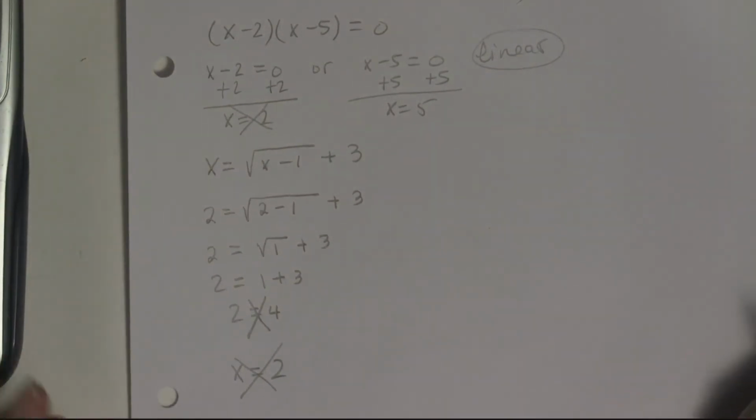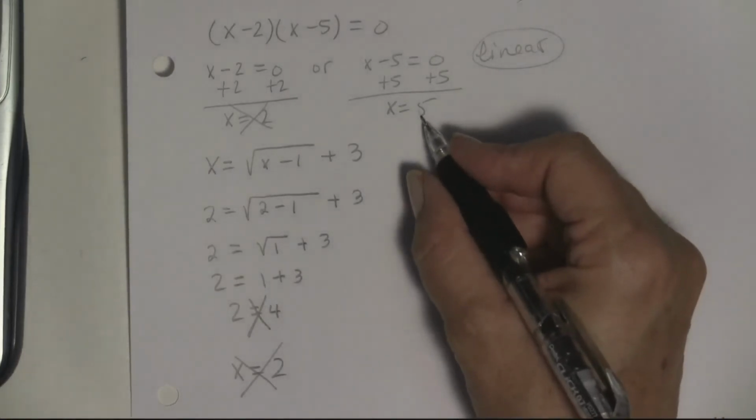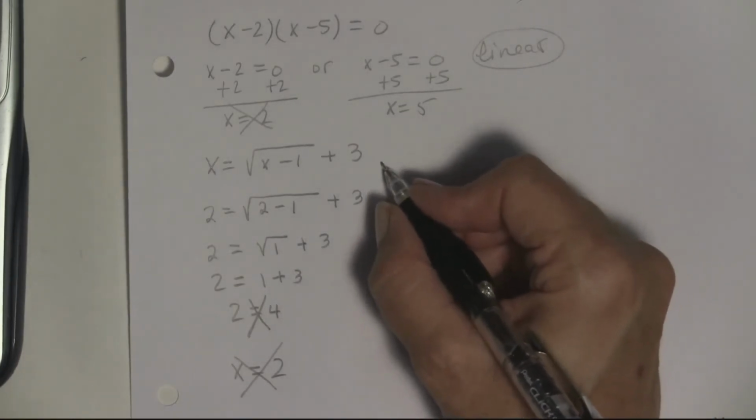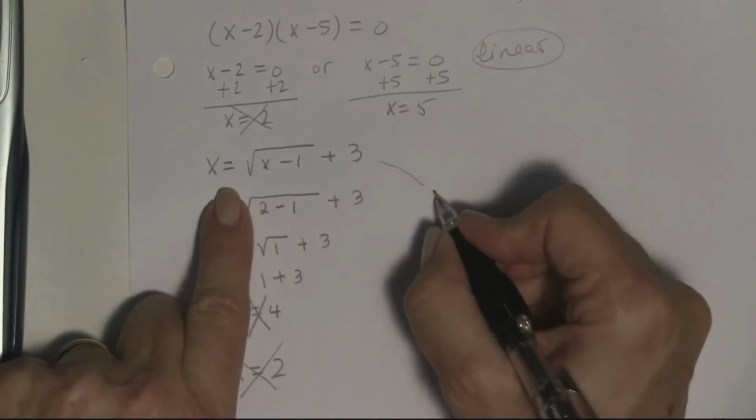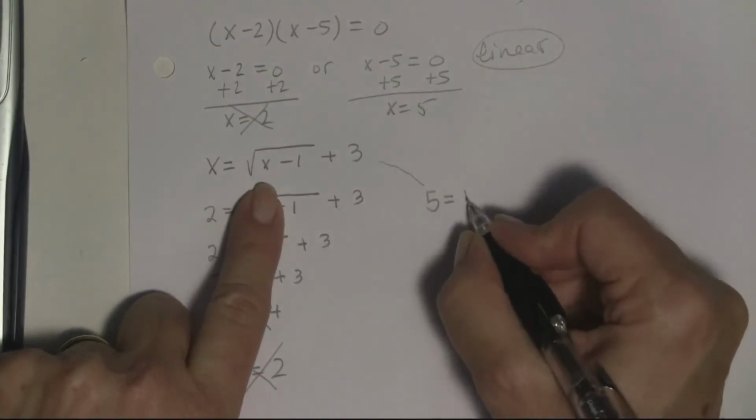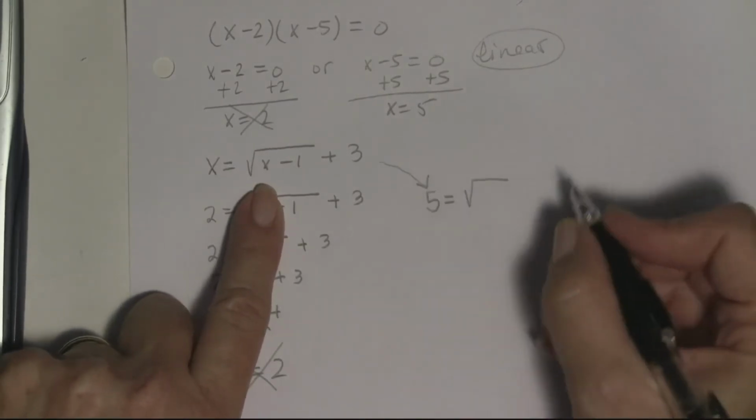Okay, now my other possible solution was 5. So I'm going to put that in the original here, 5. So 5 equals square root, so now I'm putting in 5.